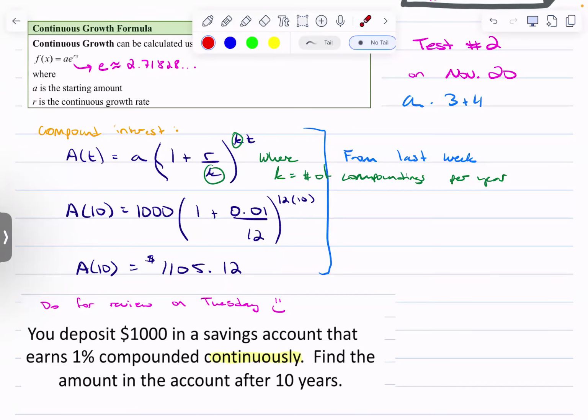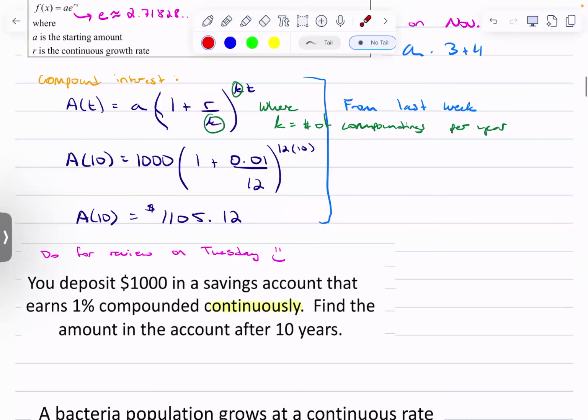Now, to compare compounding monthly with compounding continuously, this is where we left off. And I said, due for review on Tuesday. Well, here we are today. Extra big smiley face.